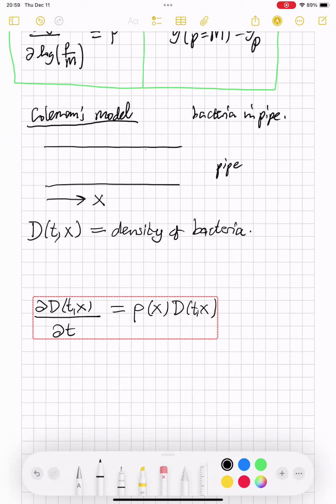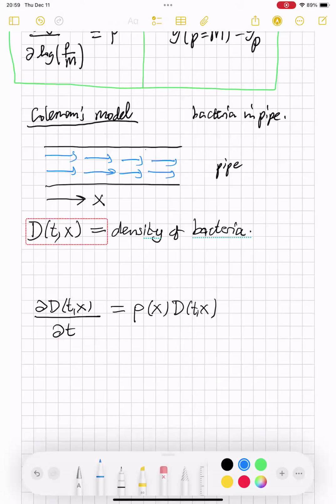Now let's change this slightly. The way that we'll change it, let's imagine that we introduce some flow. So let's imagine that the fluid in the pipe is flowing. So these blue arrows represent fluid flow with a velocity v of x, so that the bacteria are actually being swept along the pipe. Then we have to change our dynamics. So this equation is no longer true when we have the fluid flow.